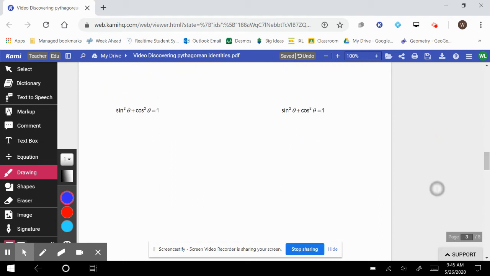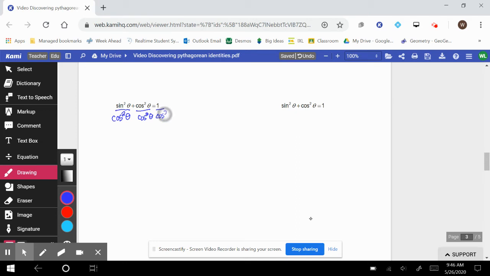Now I want to discover a couple of the other identities. If you notice, we've only done sine and cosine squared so far. So now I want to do tangent. And the way I'm going to do that is, you guys know tangent is sine divided by cosine. So I'm going to take this equation here. I have sine squared theta plus cos squared theta equals 1. And I'm going to divide everything by cos squared theta.